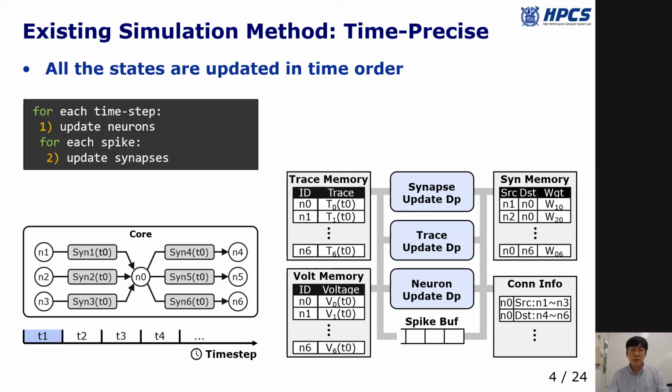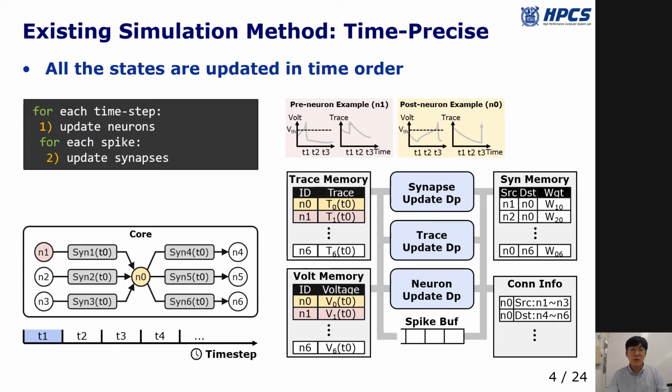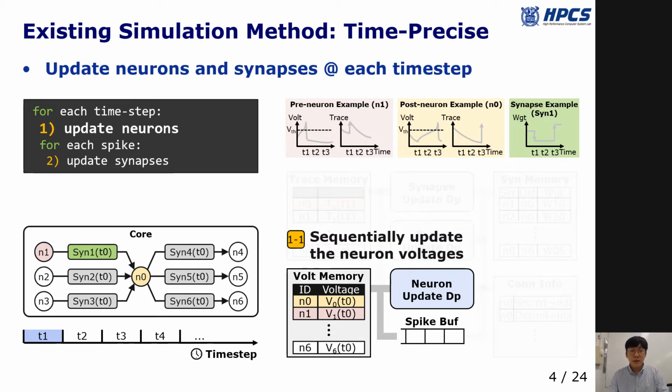For each time step, the simulator performs two main stages of simulation. The first stage is to update the internal stage of the neurons, and the second stage is to update the weight of the synapses. To help the understanding, I'll show how the simulator updates the state of example neurons, neuron 0 and neuron 1, and an example synapse, synapse 1. In the first stage, the simulator updates the state of the neurons. First, it sequentially updates the neurons' voltages.